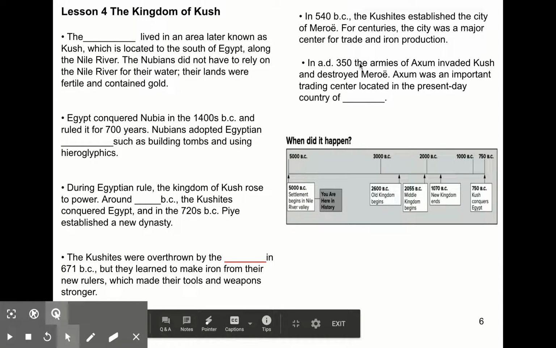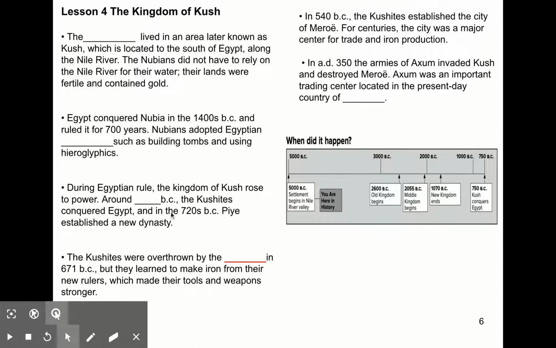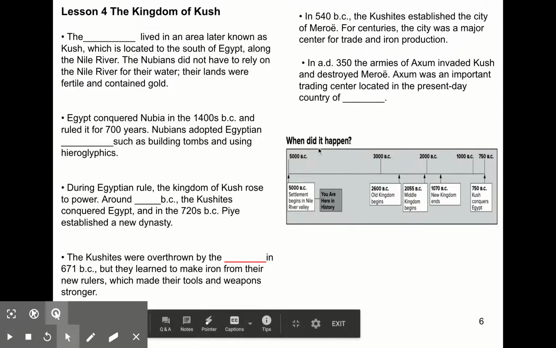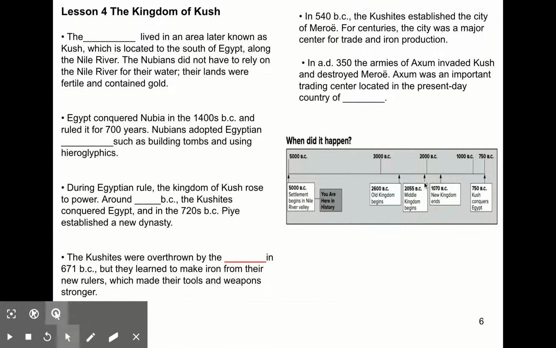Hello, everybody. This is the last section of notes for chapter 8. This is lesson 4, Kingdom of Cush. So, in this section right here, this little timeline refers to a general overview of ancient Egypt. It started around 5000 BC and went up to about 750 BC.